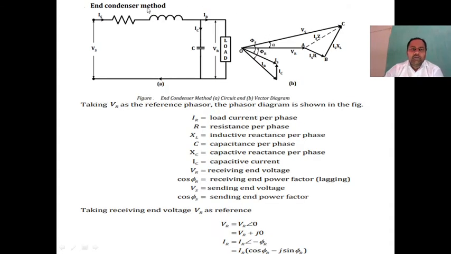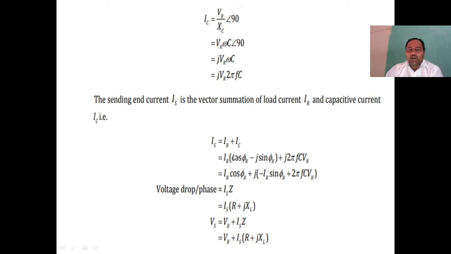So please observe the diagram. Sending end current is the vector sum of IR plus IC. So IR cos phi R minus j sin phi R plus IC, which is j 2 pi f C VR. Substitute. So the voltage drop, here only one drop, due to the resistance and the reactance, is Is into Z. Is into Z represents Is of R plus jXL. Finally, the sending end voltage is VR plus Is Z. VR plus Is, what is the Z value? R plus jXL.